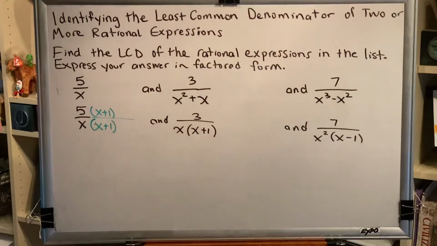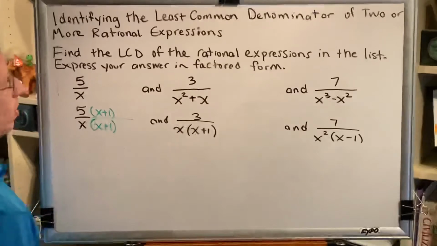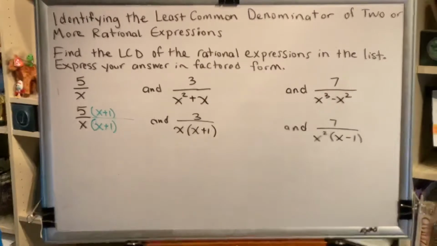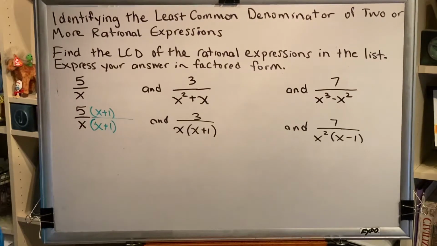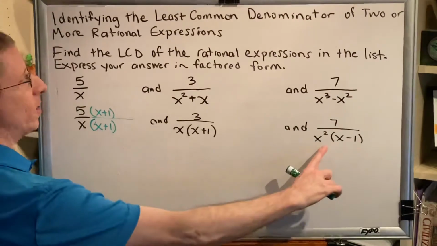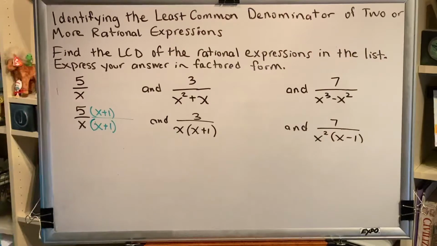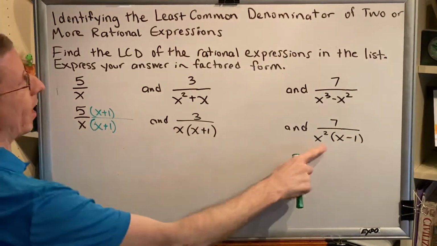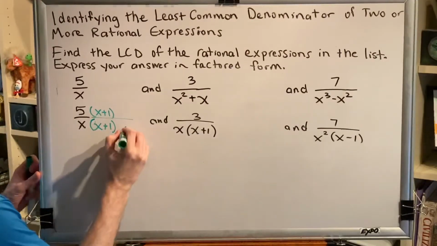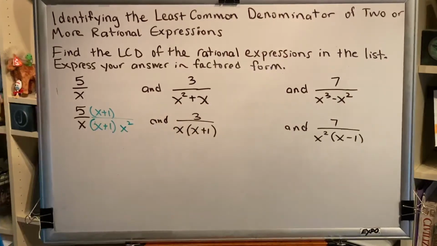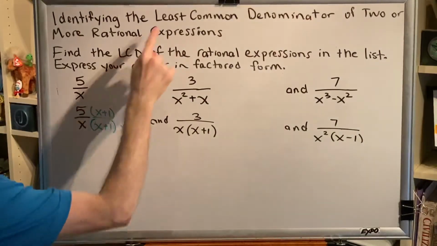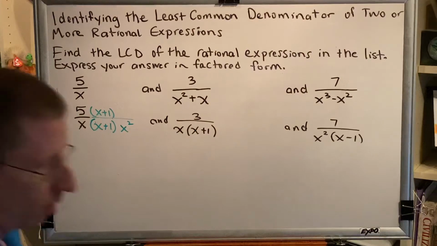Now, as we turn our attention to this next piece, this is where we have to be very careful, because students often make a mistake here. When you look at this particular denominator, you see an x squared, and you might think to yourself, I have an x, I don't have an x squared, so I want to get myself an x squared. But that would not be finding the least common denominator.